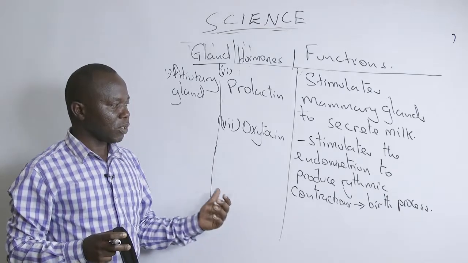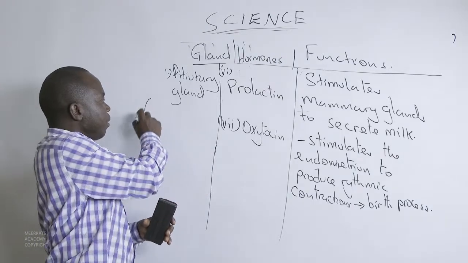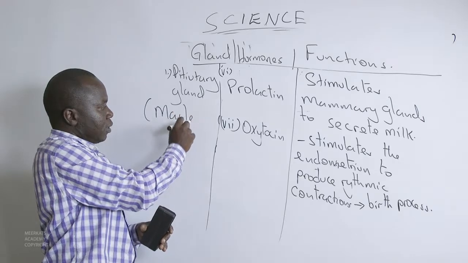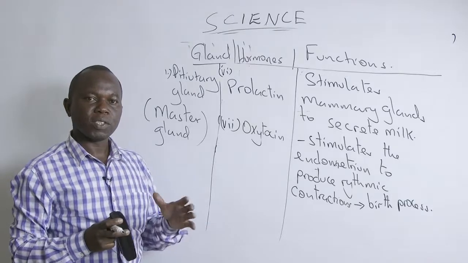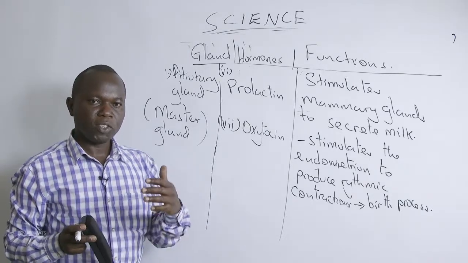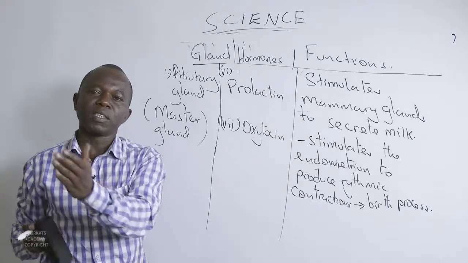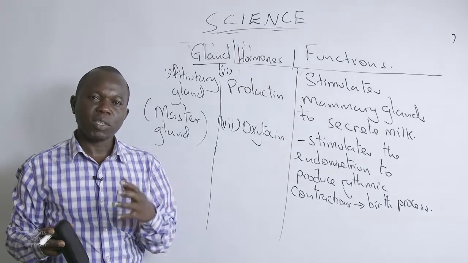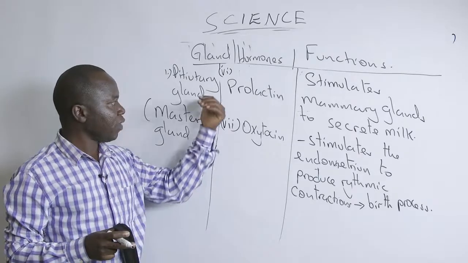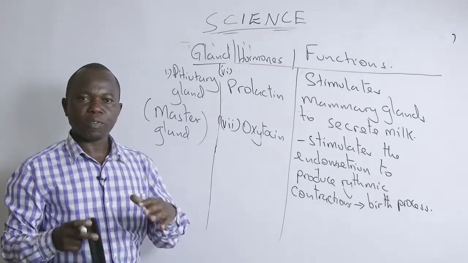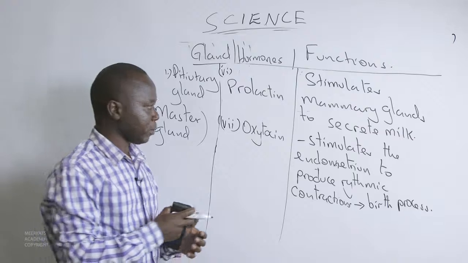So for that purpose, the pituitary gland is also given another name. It's called the master gland. It's a master gland because it secretes hormones, and those hormones stimulate other glands which release hormones. Those hormones then change or control the activities of the target cell. So it's a very important gland for coordination and controlling activities of body systems.